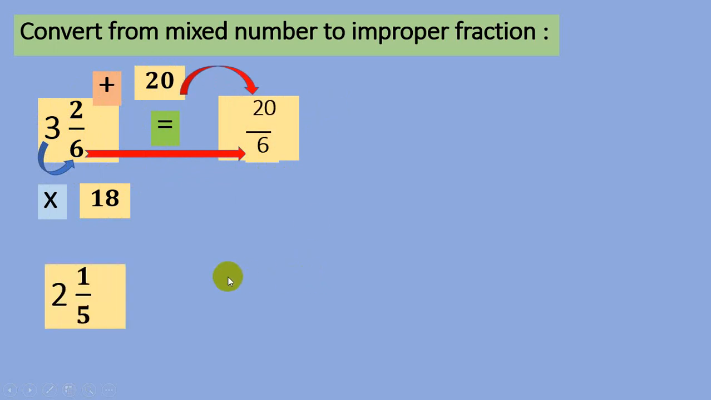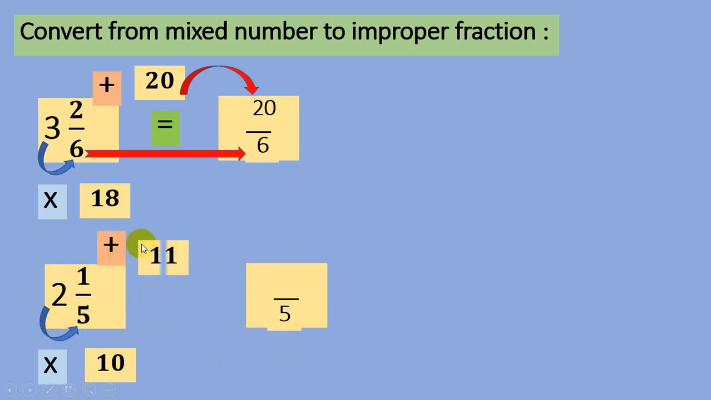Another exercise, we have 2 and 1/5. First step, put the denominator as the same. We write number 5. Second step, down times up plus. 2 times 5 give you 10. We add 10 plus 1 give you 11. Then I write 11 up.